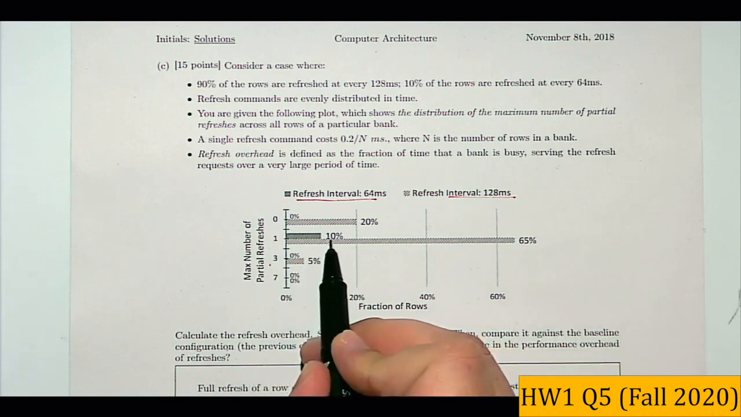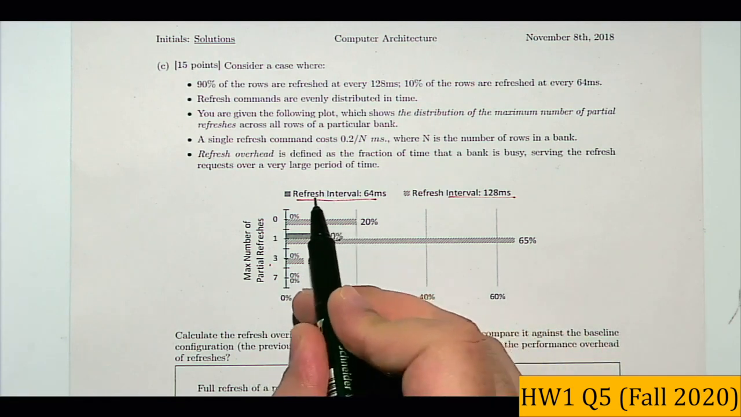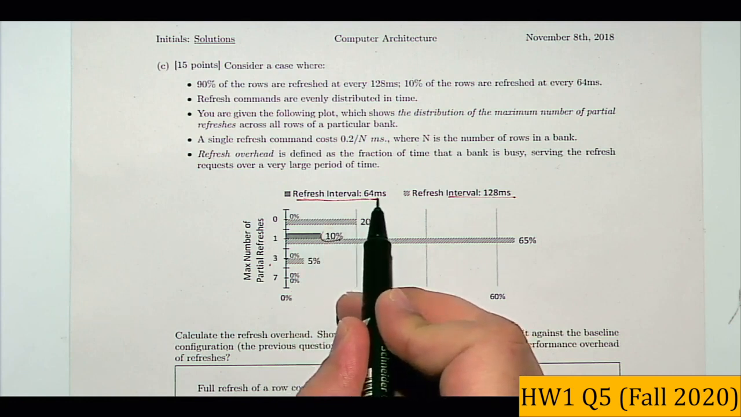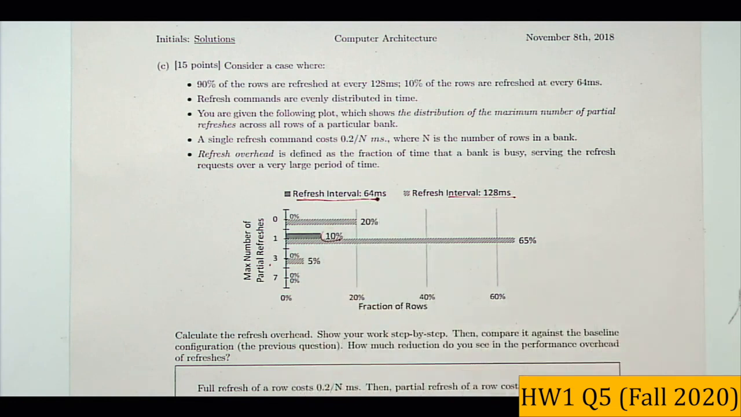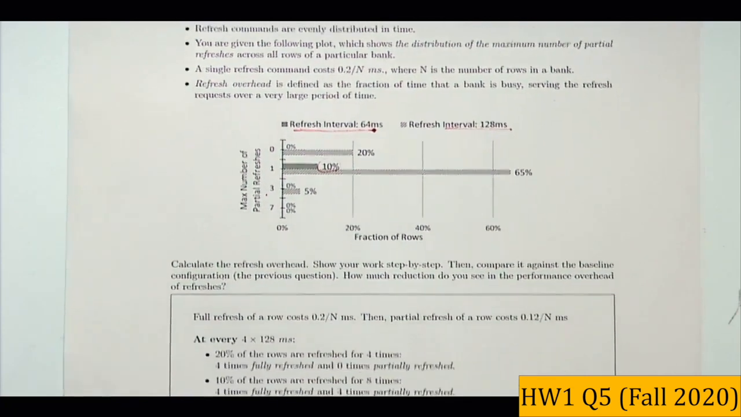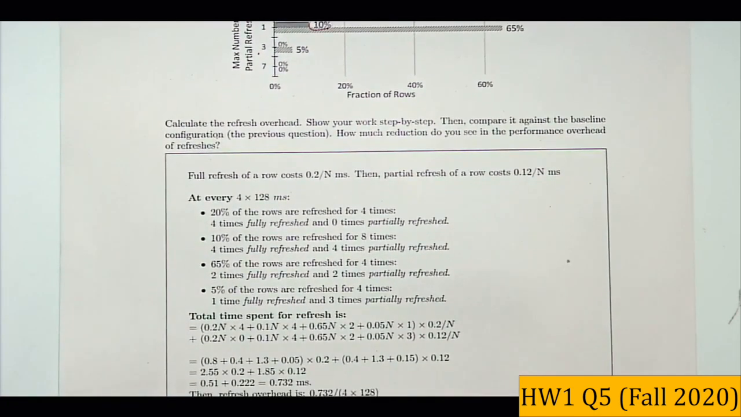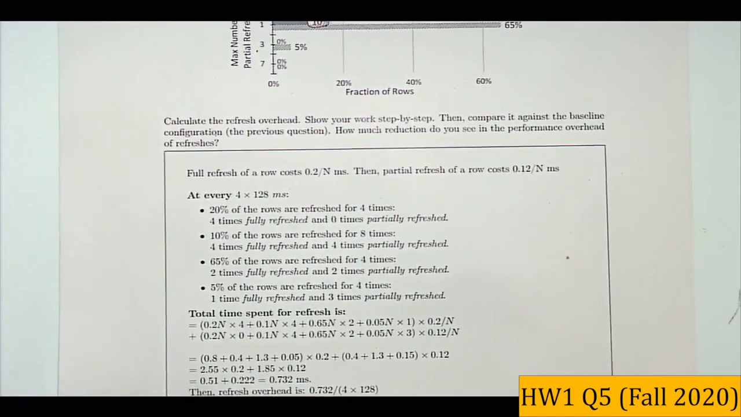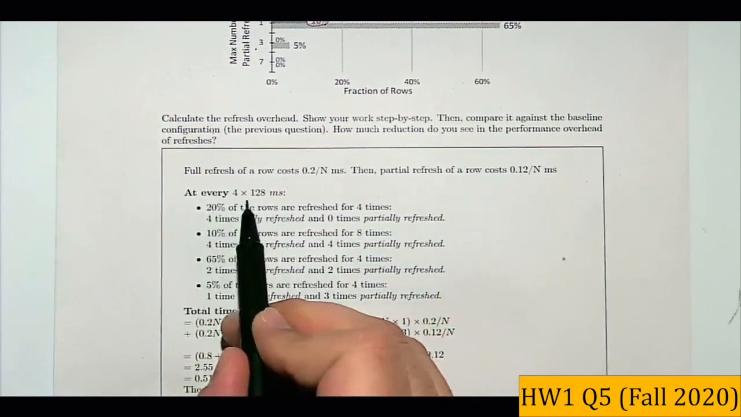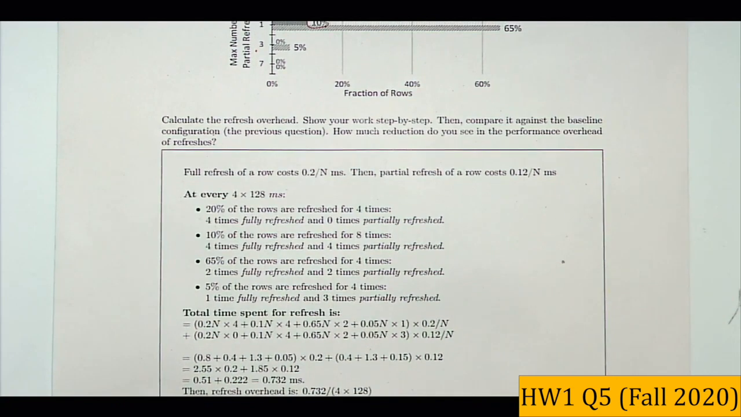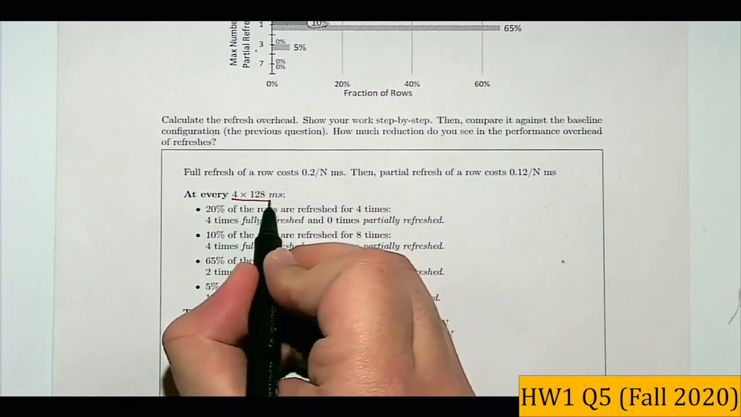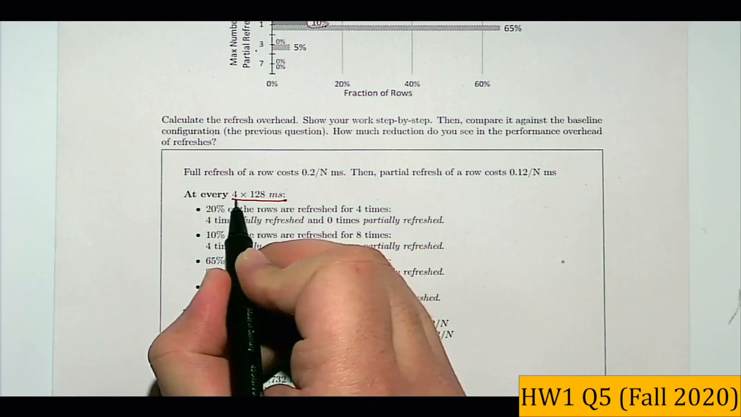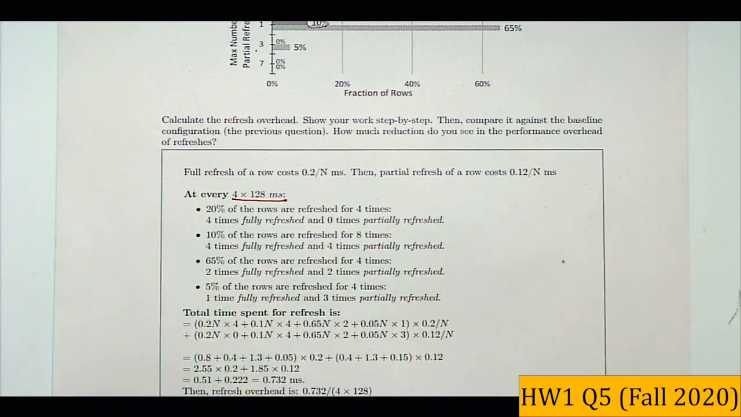And then for the 10% of them, I need to refresh them at every 64 milliseconds. And it should be one full refresh, one partial refresh. So just by following the same method, we can see that at every, so you can choose whatever value you want here. I just choose 4 times 128 milliseconds because it makes the calculation much easier. You can go for another value.